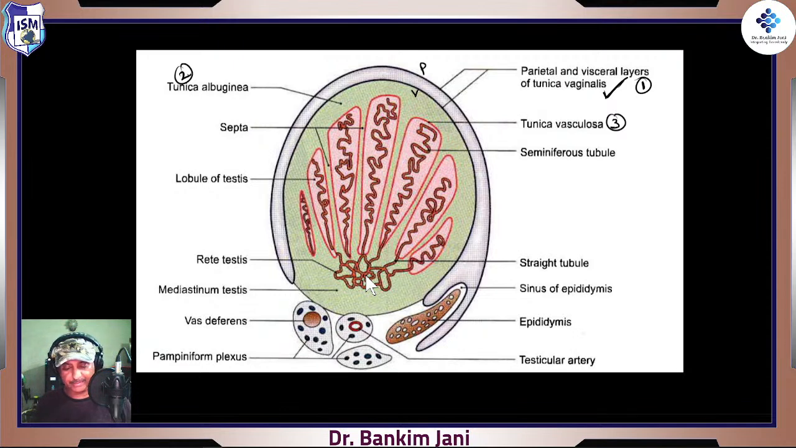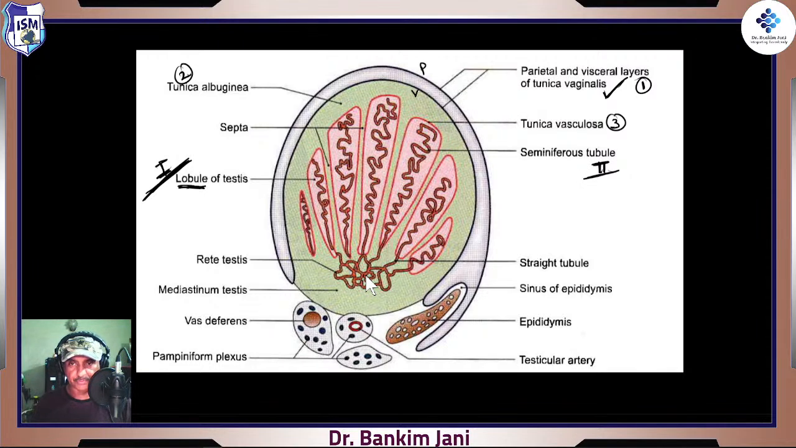Now this entire testis is divided into lobes, or we can call them lobules, right? So these are the lobules. They are divided by septa. So this is the first one. In every lobule, these are the seminiferous tubules. They are tortuous. It is these seminiferous tubules which are responsible for the formation of sperms, right?